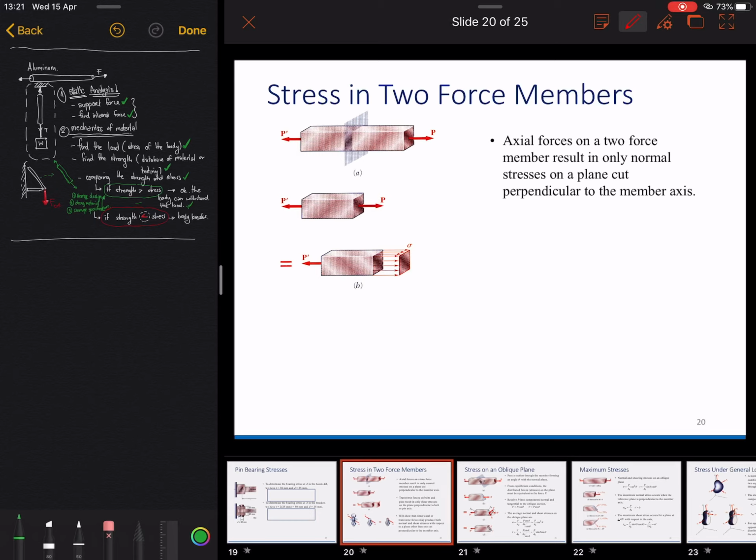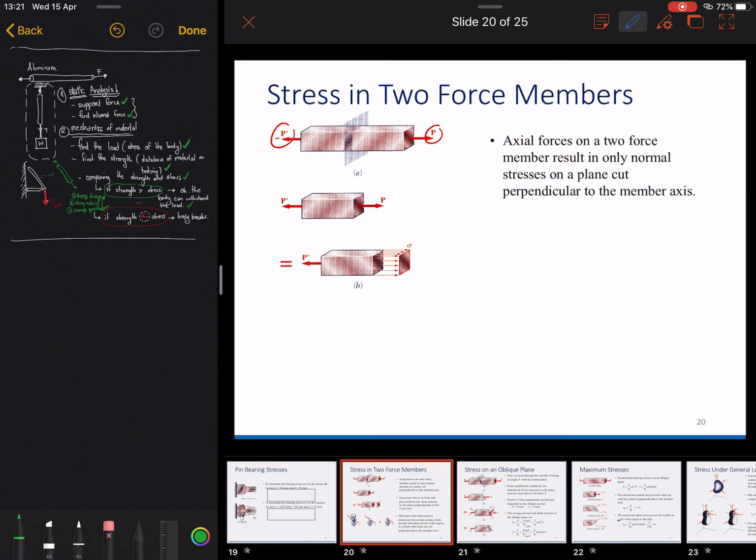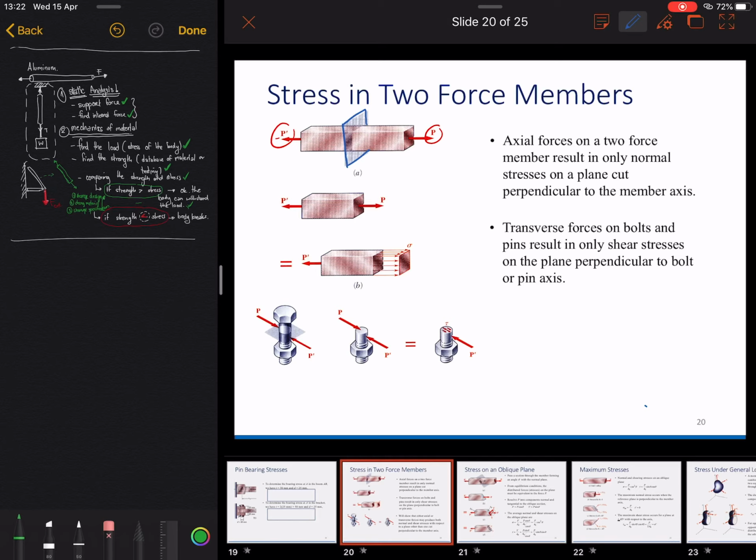Okay, so next we would like to learn about the stress in a two-force member. So when we have force here as P, and then the axial force on those two members, only a normal stress on the cut plane perpendicular to the member axis. So we have a cut plane here perpendicular to the axis, and then if we cut it like that, okay, the transverse force of the bolt at the pin results in only shear stress.